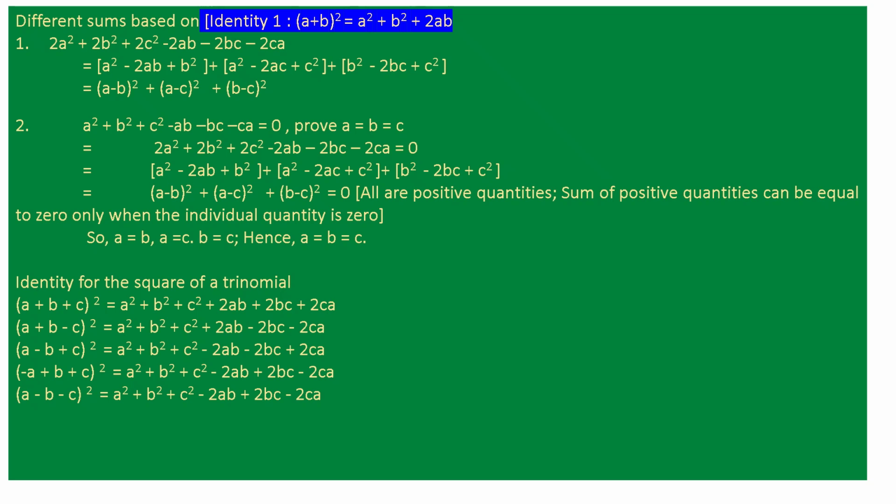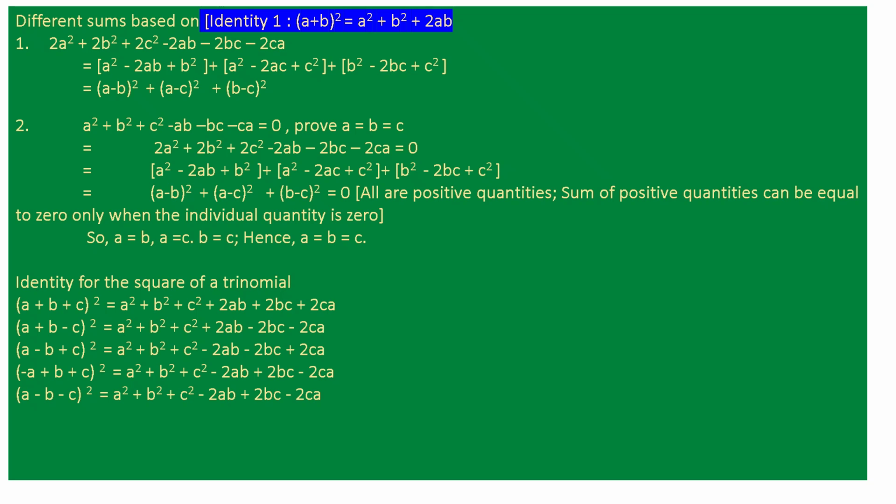There are some other formats for which identity 1 could be used, like sums given in this particular slide. The first sum is 2a squared plus 2b squared plus 2c squared minus 2ab minus 2bc minus 2ca. This particular sum just involves the rearrangement of the terms which can satisfy identity 1, and hence you will get the answer. Same with sum number 2. You just have to multiply the entire expression by 2 and then rearrange as per sum number 1.